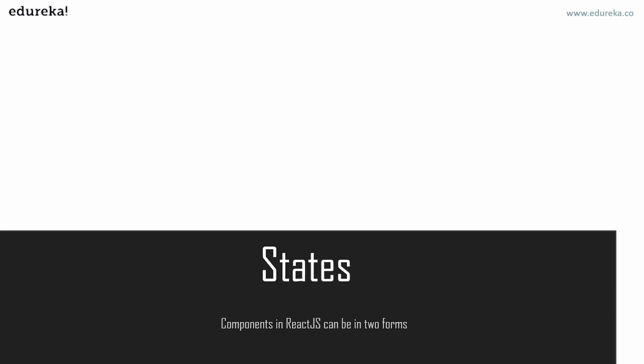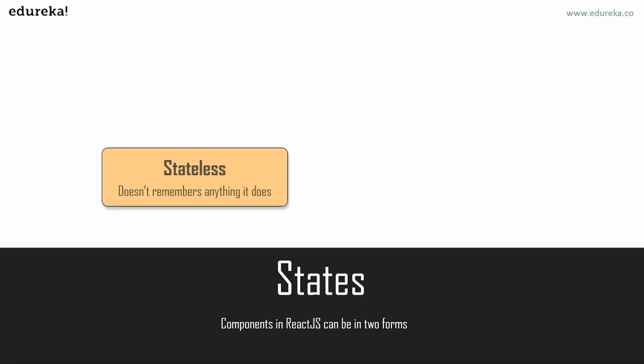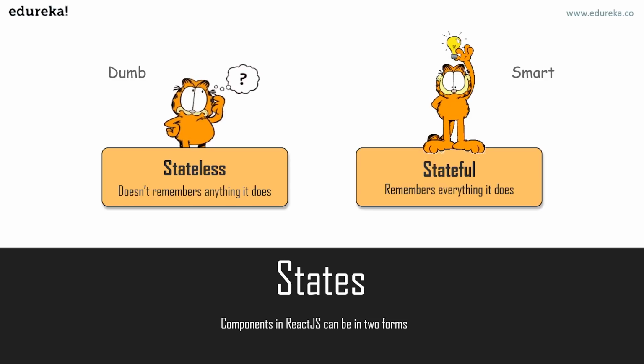Now this is something very important, that components in React.js can be in two forms. You can create two types of component. One is a stateless component and another is a stateful component. Now what is the difference between these two, stateless and stateful? Because we talked about components, components can be created in two ways. Now when I say stateless, it means it does not remember anything it does. It does not keep track of any state. And what is a stateful? It remembers everything it does. It keeps track of every change on an event or any update in the event.